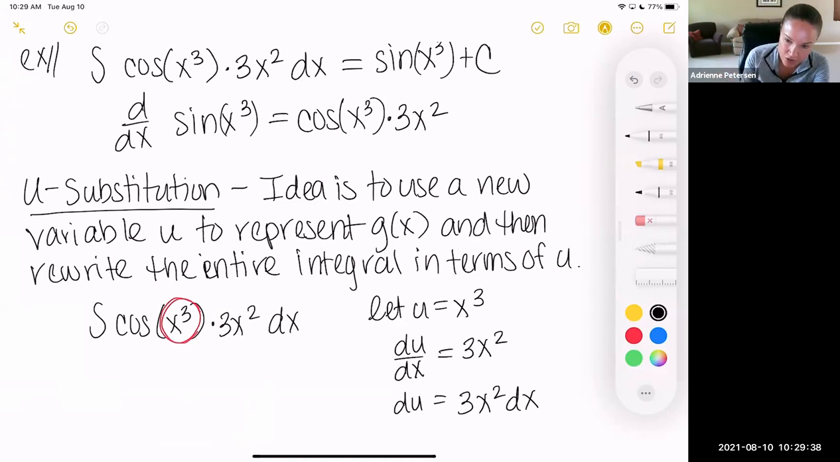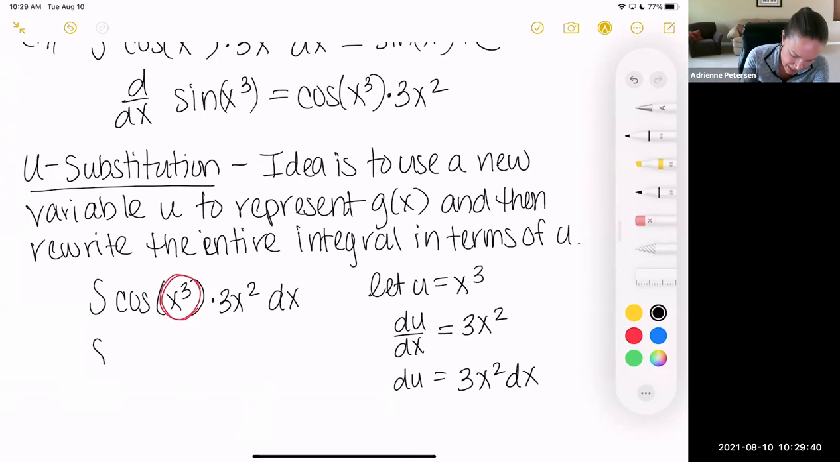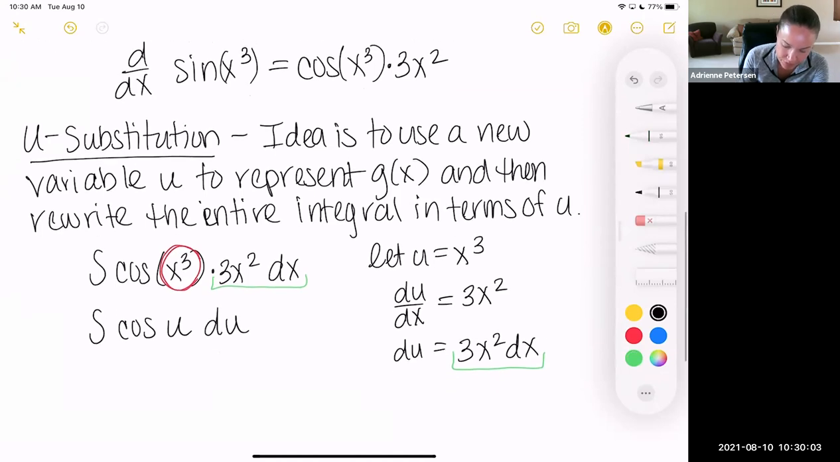So the next thing we do is we go back to this integral we had, and we want to write everything in terms of u. So the first thing we have is that x cubed is u, so I have cosine of u. Now, if we look at this next part, this 3x squared dx, that perfectly matches what we have over here. Okay, so 3x squared dx is just equal to du.